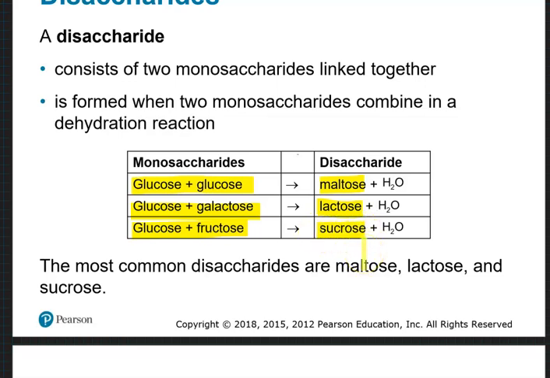I want to highlight something for you folks. These reactions, the products in these reactions are a disaccharide and water. We call those reactions dehydration.